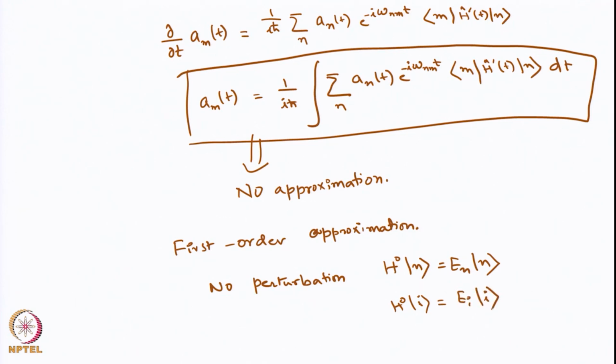What is this initial state i? Let us take this initial state as the ground state, so we can say H_0|g⟩ is equal to E_g|g⟩. Now if we had a ground state, all the population would be in the ground state, and all the excited states would not be having any population.